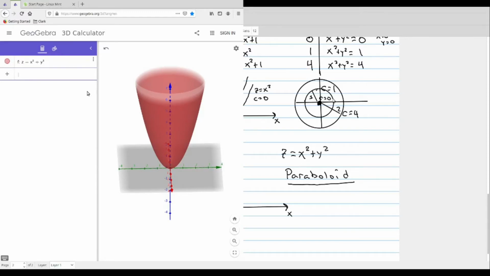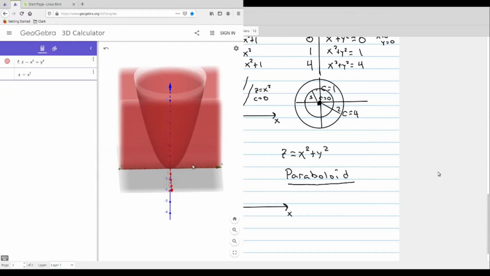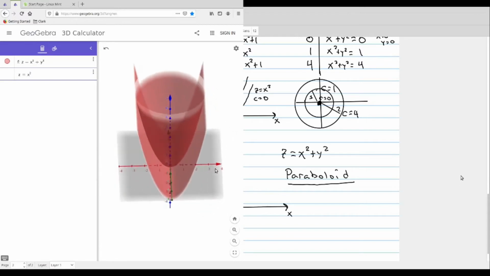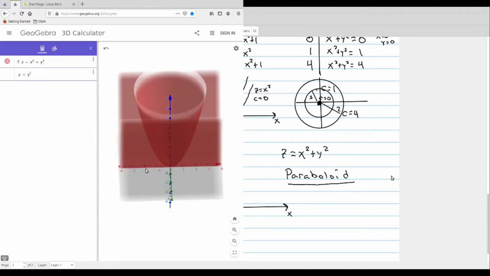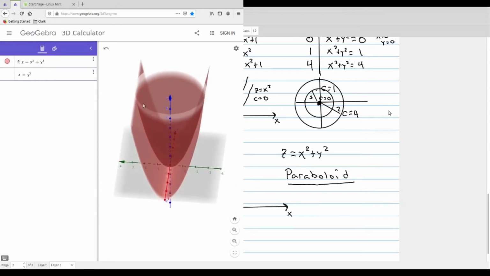So the first trace we did was z equals just x squared, which is exactly this curve right here. That second trace that we showed was z equals y squared, which is the parabola along the y-axis. So it's this curve right here, the intersection right here.